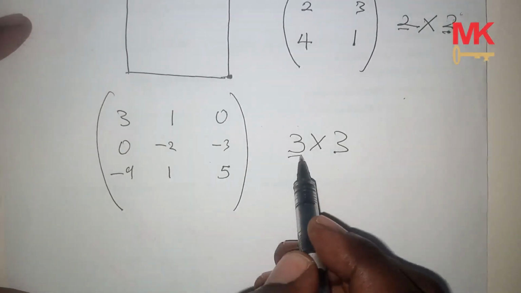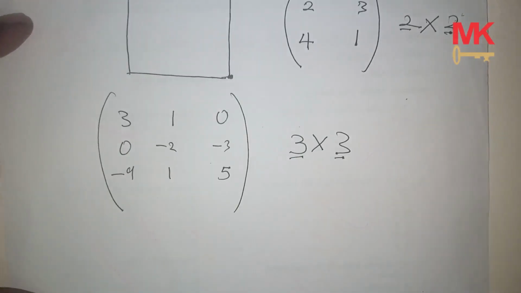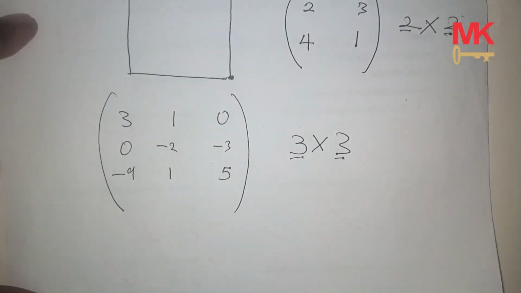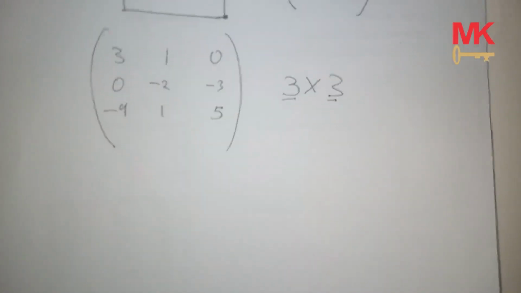Okay, so the row and the columns are the same, so it's called a square matrix. I'm just trying to give you an overview so that when we meet in the class again, things will be easier for you to understand.